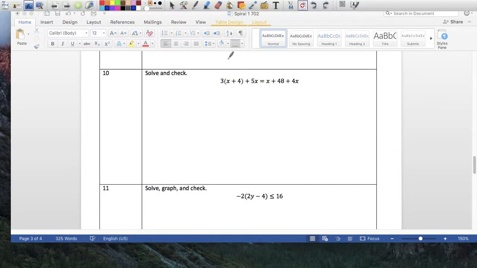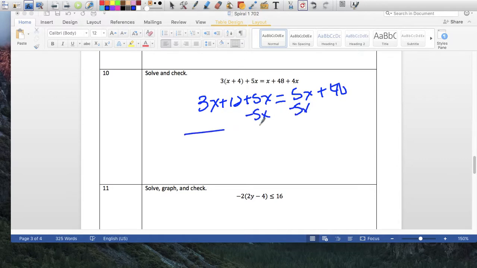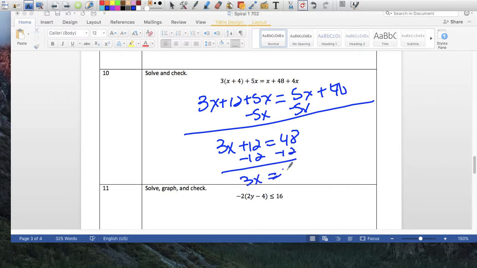Okay, so we have 3x plus 12 plus 5x equals 5x plus 48. I'm going to subtract 5x from both sides, and I'm going to be left with 3x plus 12 equals 48. Minus 12, 3x equals 36. Divide by 3, divide by 3, x equals 3.